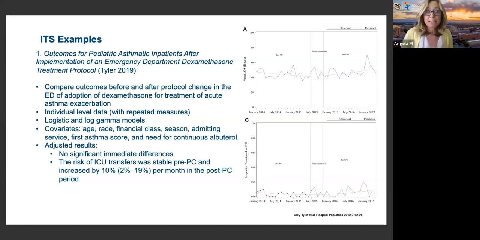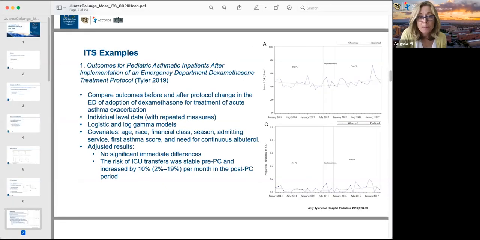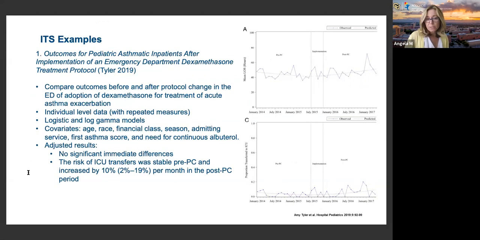I'm going to talk about 3 examples here of an ITS. The first one being a study done by Amy Tyler in 2019, where she looked at comparing outcomes pre and post a protocol change that occurred here at Children's Hospital. The protocol change occurred in the ED department, and it involved the adoption of dexamethasone over prednisone for the treatment of acute asthma exacerbation. The cohorts were kids that came to the ED and were then admitted to the inpatient part of the hospital for acute asthma exacerbation.